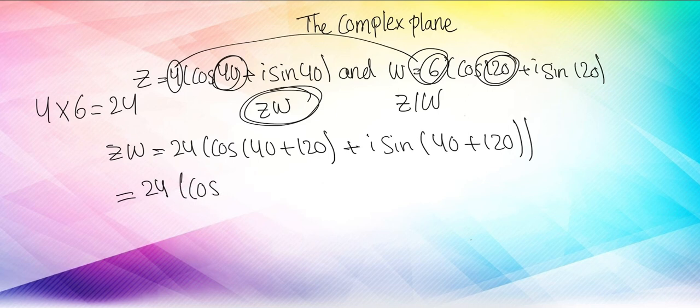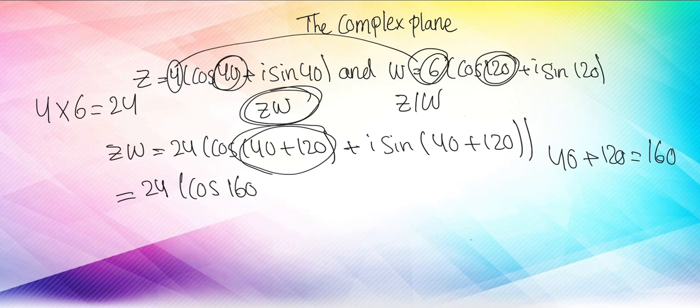How do we find that answer now? We write the same angle, 40 plus 120. We want to find the number together: 40 plus 120 equals 160. The answer is 24 (cos 160 plus i sin 160). That's it. That's the answer.